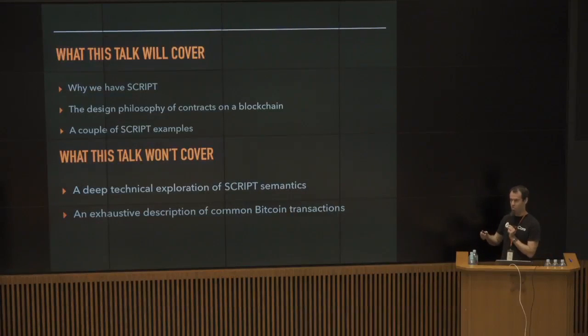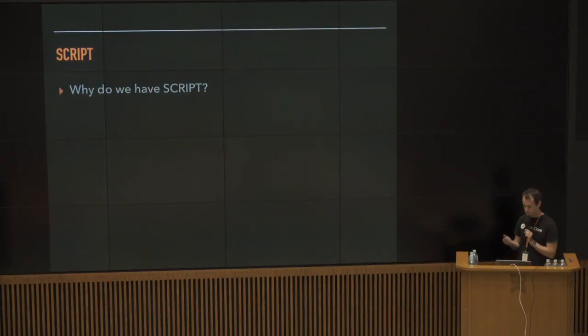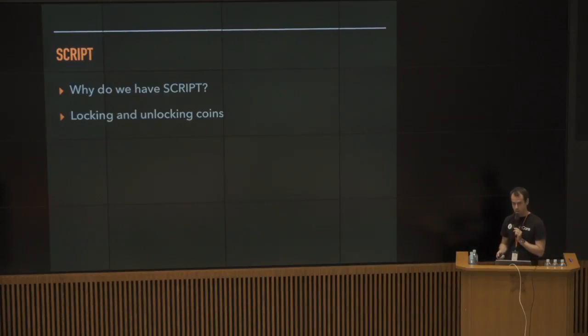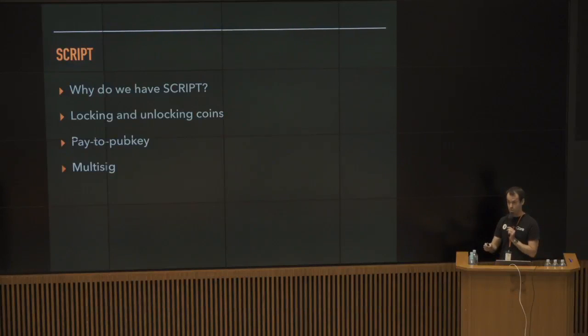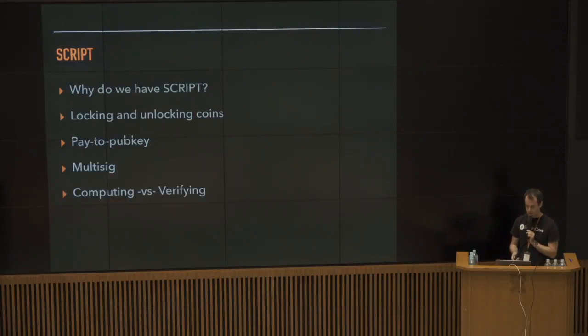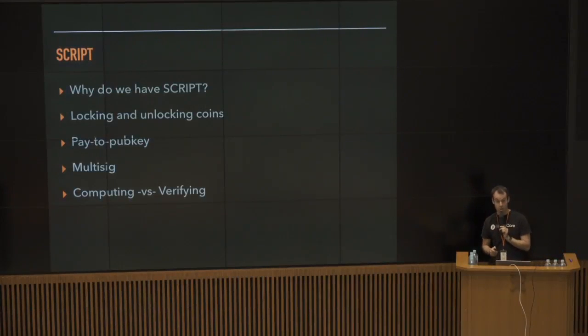I don't think it's very useful to talk about the data structures or the code, but I do hope to give you a sense of what we think about when we think about contracts in Bitcoin. So I'll talk about why we have script. I'll talk about locking an output or a coin and unlocking it. I'll give a couple of examples of the stack for pay-to-pub-key and multi-sig. And then I'll just touch briefly on the role of a blockchain, whether it's computing or verifying.